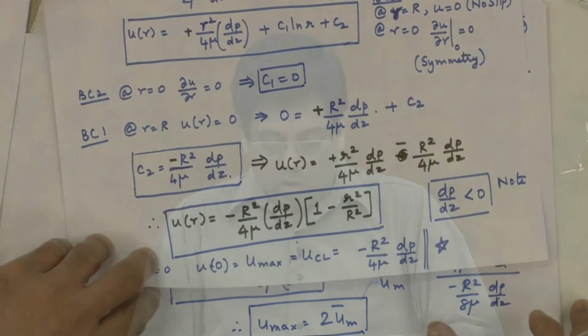So we stop with this, and in the next module we will continue with the simplification of the energy equation, use the velocity profile and the equation for u bulk mean in the energy equation, and then go ahead and derive the temperature profile, calculate the bulk mean temperature, and then define the Nusselt number. Thank you.